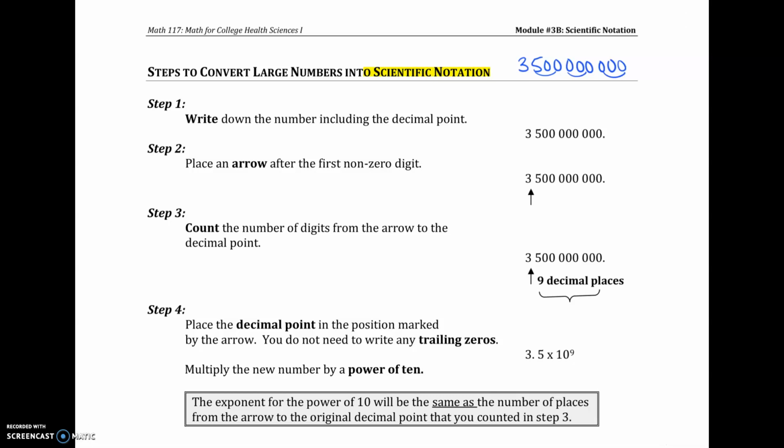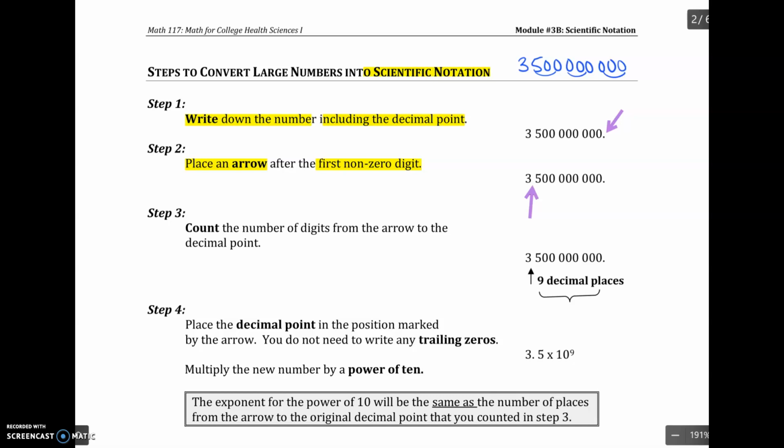So let's look at what the steps tell us to do. Well, we write down the number, but include the decimal point. So notice there that we've put in this decimal place, because in any whole number, if you don't see a decimal place, the decimal place is understood at the end of the number. We are going to place an arrow after the first non-zero digit. So just so it's really clear, it's right in there between the 3 and the 5.